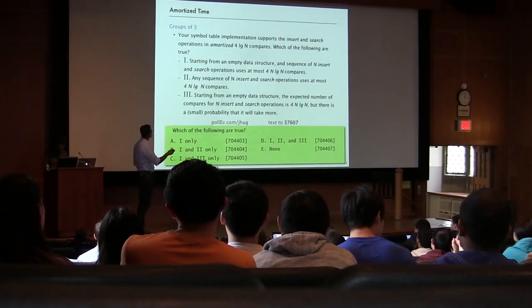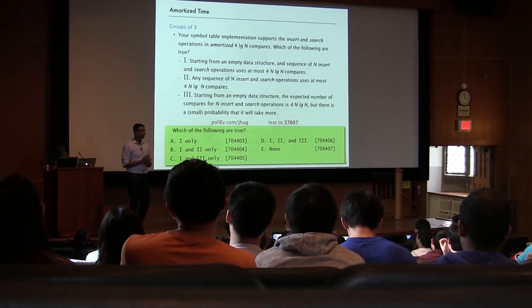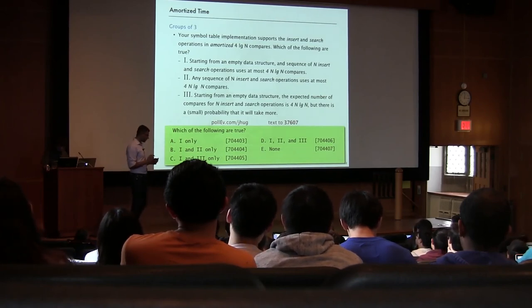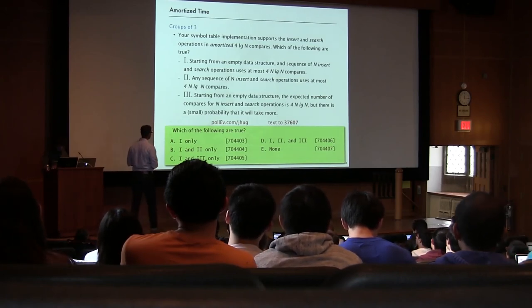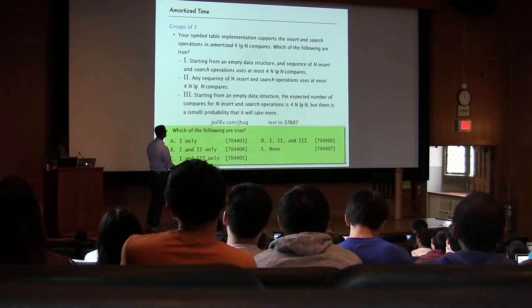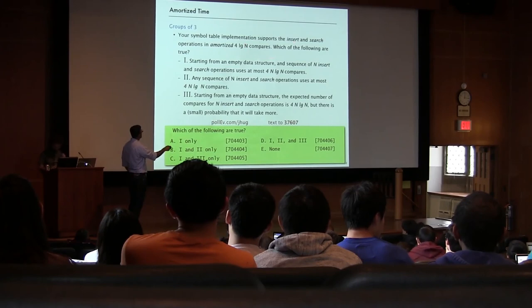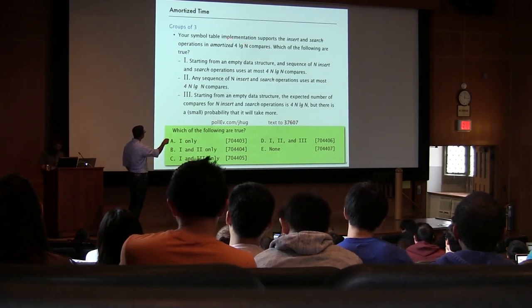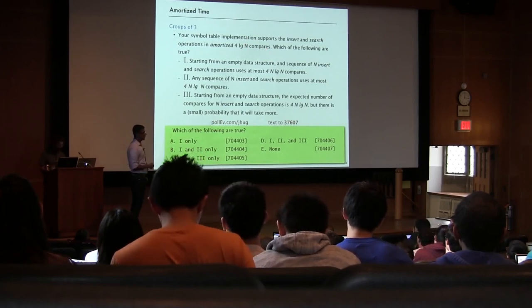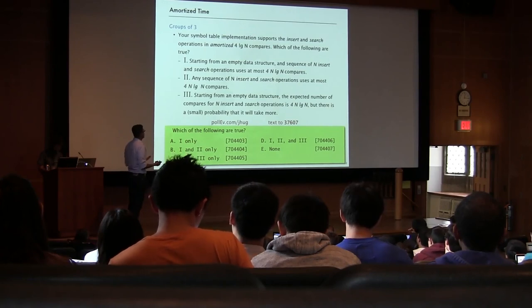Let's think about this. This is about amortized complexity. I know that a lot of you had questions about amortized complexity and how it's different from average case. This is a good way to work through all that. So what you have is a symbol table, or really any data structure, whose amortized complexity is defined as 4 log n for n operations. But what does that exactly mean? What are we defining here? Here are three possible definitions.